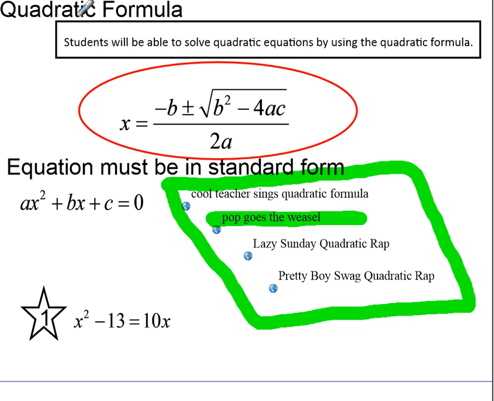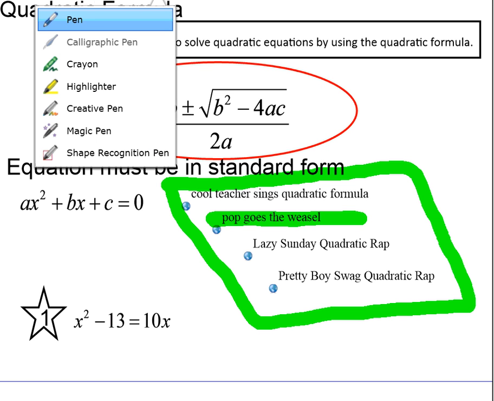All right, that's it. You're only going to hear that once from me. Like I said, though, you can go to those YouTube links if you'd like to hear some songs and help you memorize the quadratic formula.